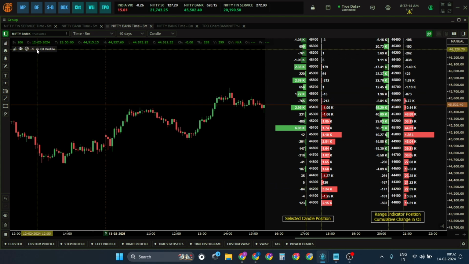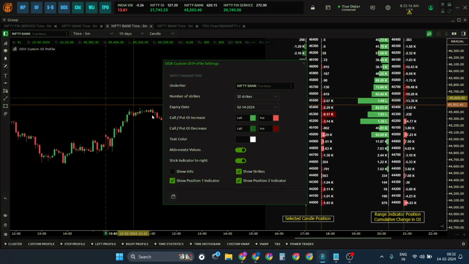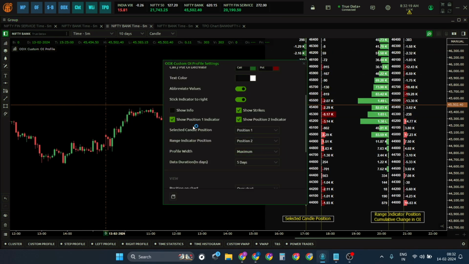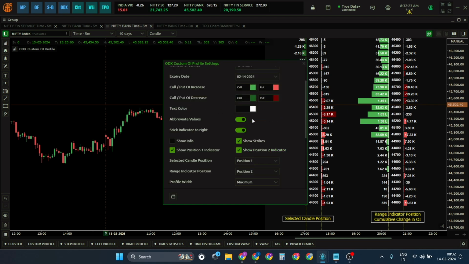So now let's continue with the settings which we have discussed. Till here we have discussed the settings, right? Still show strikes. So now let's start with strike to right.